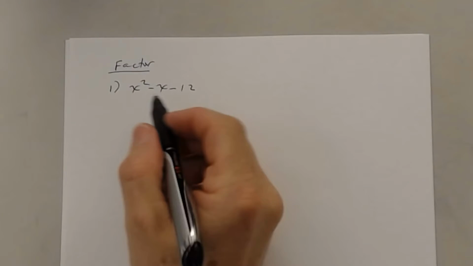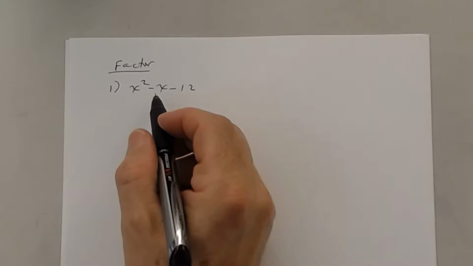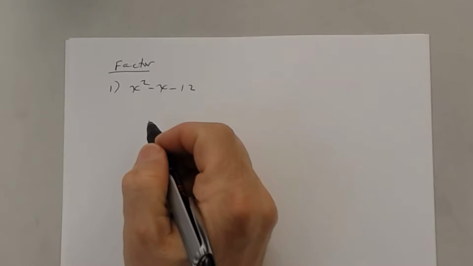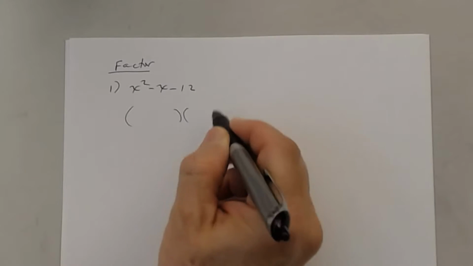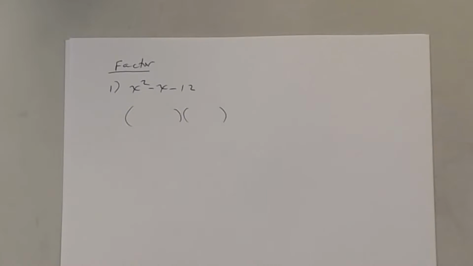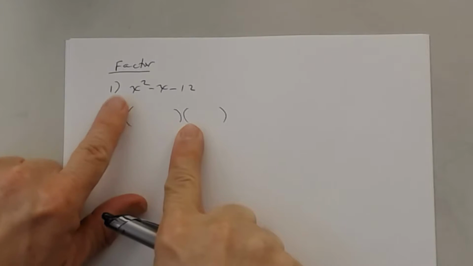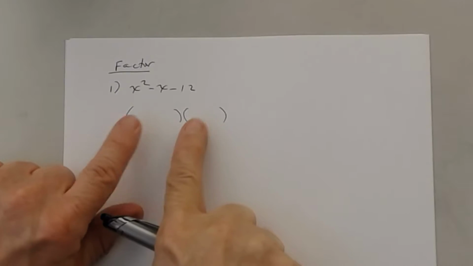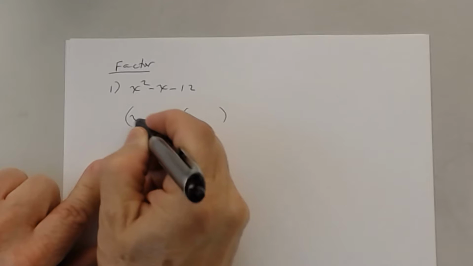First of all, what's the GCF? 1. We're going to do a couple where the GCF is not 1. In this case, it is 1. So then we go directly to the two binomials. Remember the two binomials. And then think FOIL. FOIL method. First times first has to be this leading term. So what's going to go inside these parentheses? X times x. So x and x.